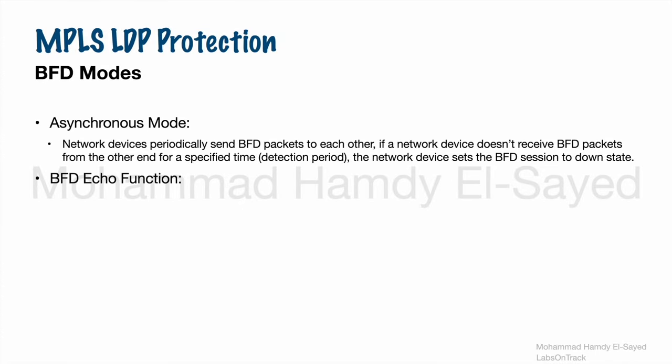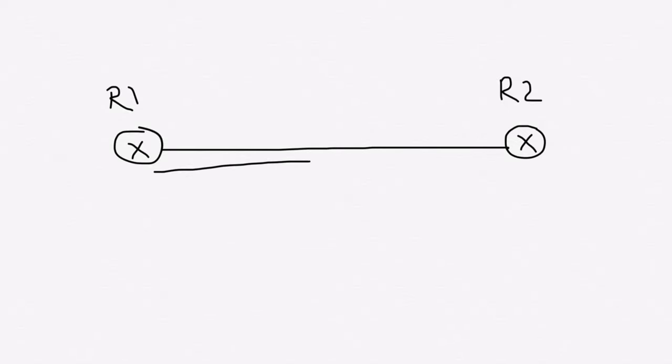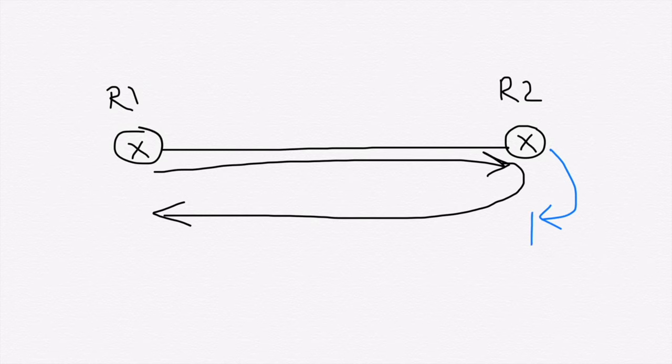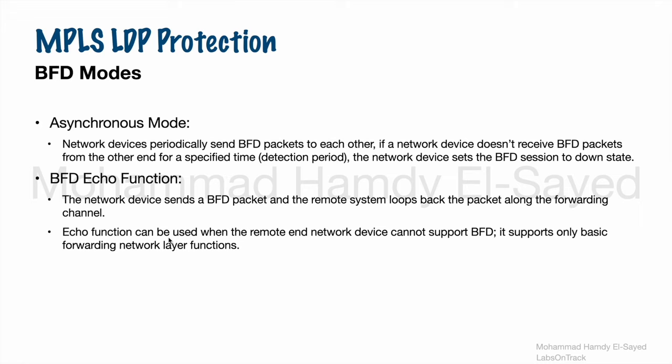Before we go for the BFD second mode, we have to know something called the BFD echo function. With the BFD echo function, the network device sends a BFD packet and the remote system loops back the packet received along the forwarding channel. R2 doesn't generate a BFD packet to R1. The echo function can be used when the remote end network device cannot support BFD. It supports only basic forwarding network layer functions.